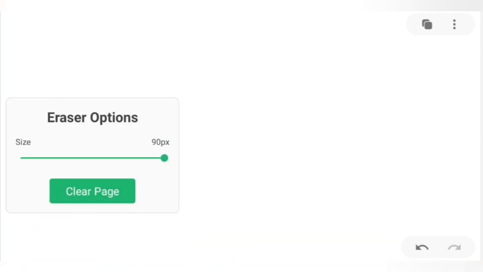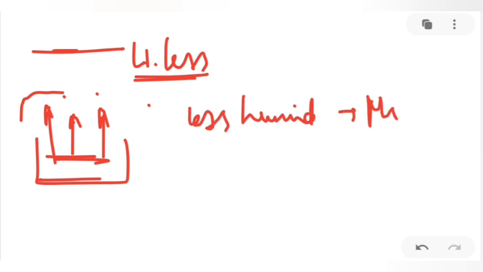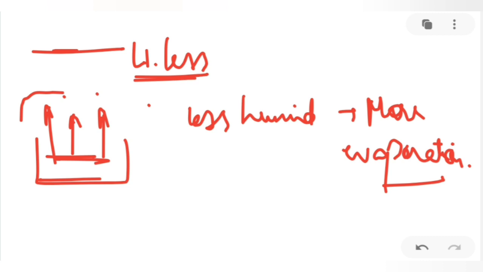So when the humidity of air is low, meaning the water vapor present in the atmosphere is very little, what will happen? This is our container, and in the surroundings the water vapor is very little. So the water will evaporate easily. If the air is less humid, more water will evaporate, so we get more evaporation, because the surrounding air is dry, so more water will try to evaporate.